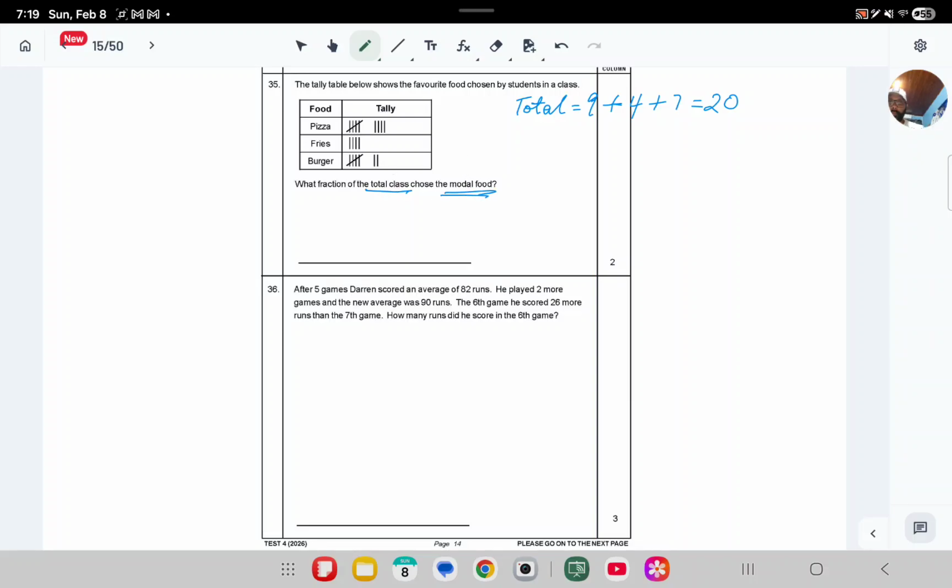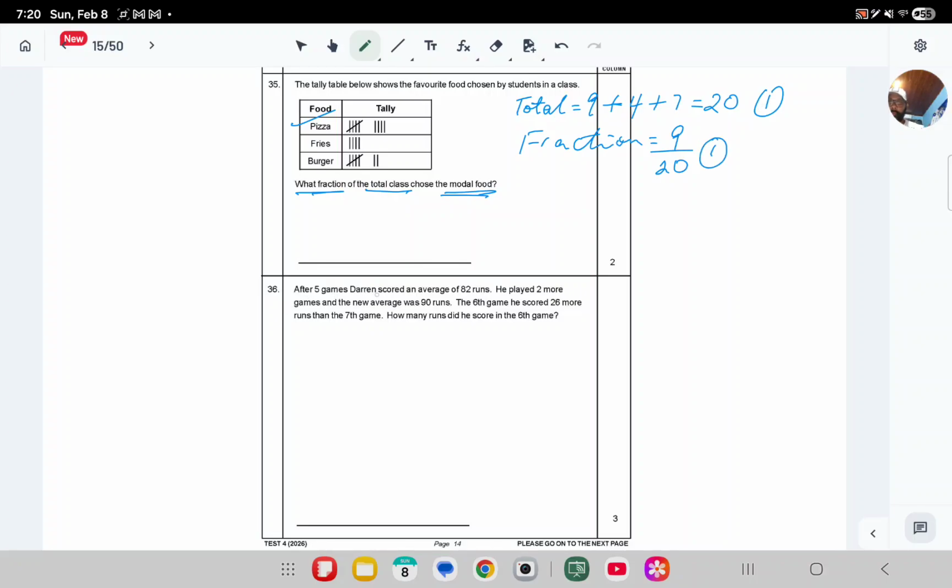This is the modal food. So the modal is the most common one, which is pizza. That's 9. They wanted to represent it as a fraction. So the fraction would be 9/20ths. Alright.